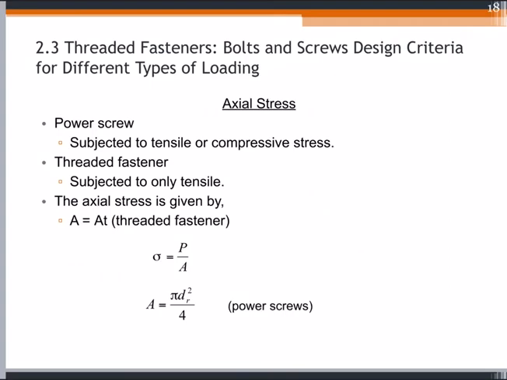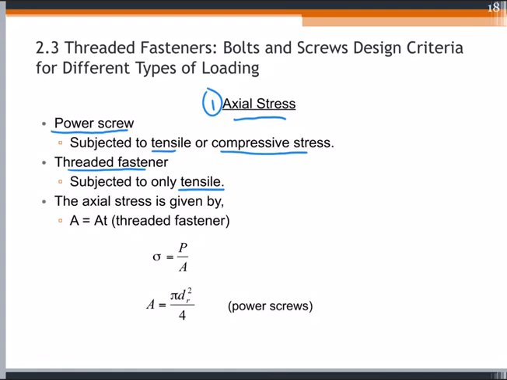Next, we will see what types of stresses occur in the threaded fastener. The first type of stress that occurs in the threaded fastener is the axial stress. In a power screw, axial stress can be in the form of tensile or compressive stress. But in a threaded fastener, axial stress can only be in the form of tensile stress.